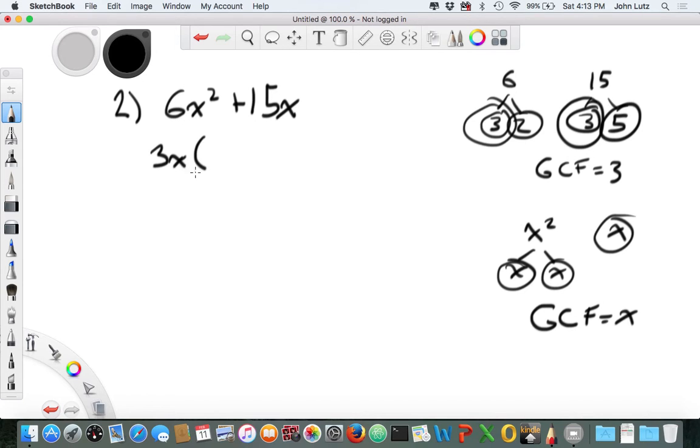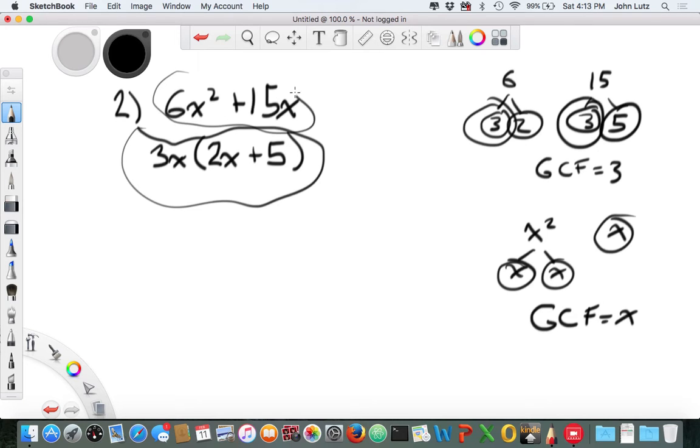Okay? 3x times what equals 6x squared? I think 3x times 2x equals 6x squared. And then 3x times what equals 15x? The answer is 5. Okay? So in this case, your factored form, 3x times 2x plus 5, is your factored form of this guy right here.